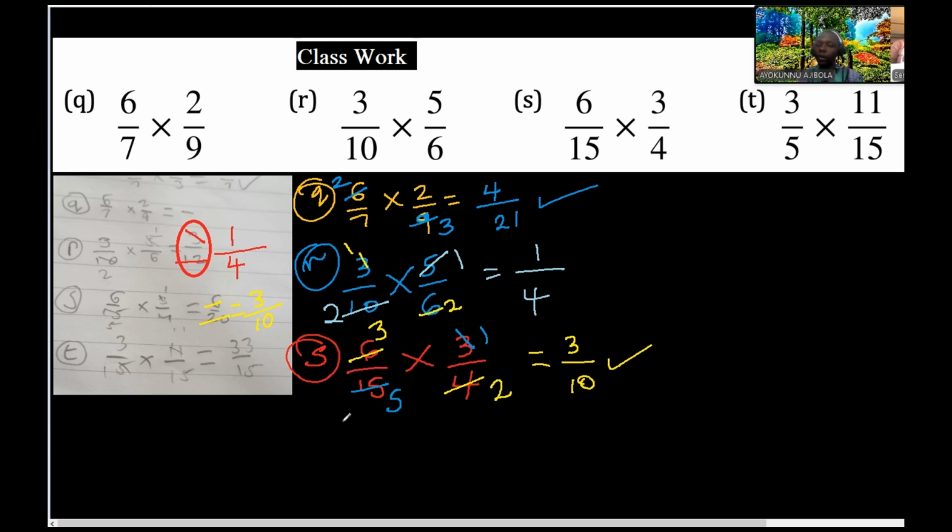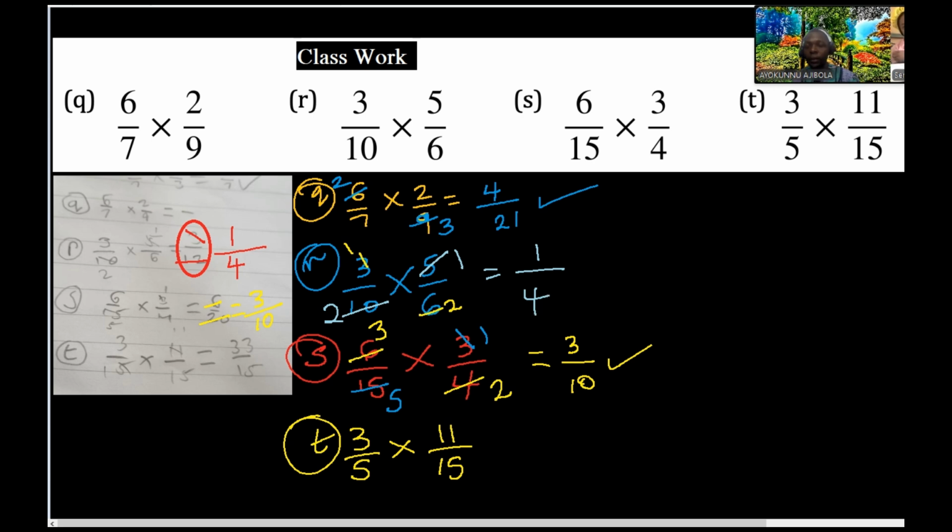So always ensure that you check your work before you submit. Now the last one, 3 over 5 times 11 over 15. And when I ask you to write correction, please write the correction separately, not on the work you have done, okay?